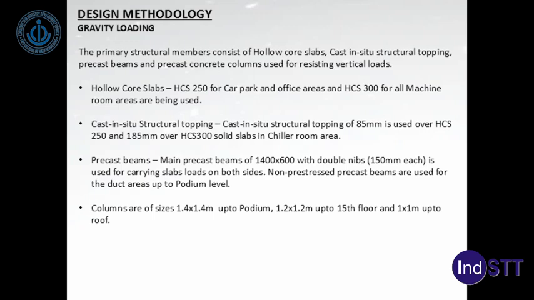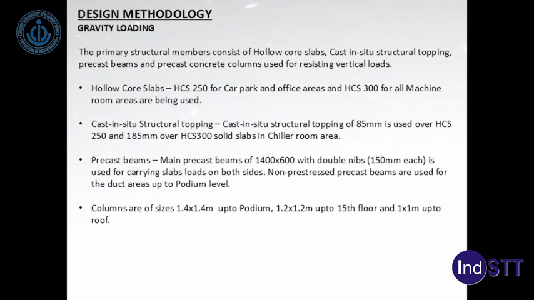The structural topping is mostly 85 mm in all the areas, because for longer spans there is a camber also in the slabs, and to cover that and to embed the services, MEP services, 85 mm of the thickness is recommended. In some areas where heavy loading is there, we have increased the topping and provided up to 185 mm.